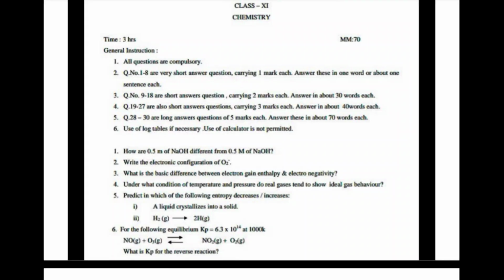How are 0.5 meter of NaOH different from 0.5 mole of NaOH? 0.5 mole of NaOH represents simply 20 gram of the NaOH, while 0.5 capital M of NaOH means 20 gram of the base or NaOH dissolved per liter of the solution.